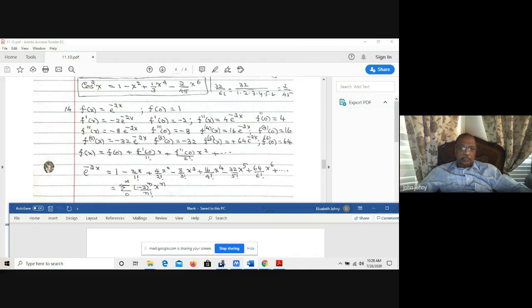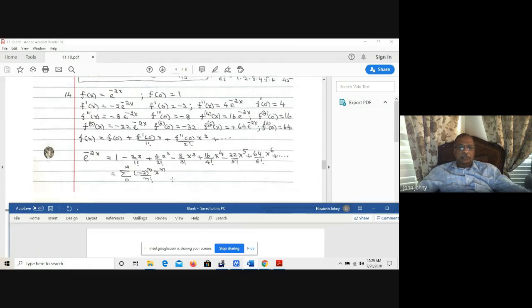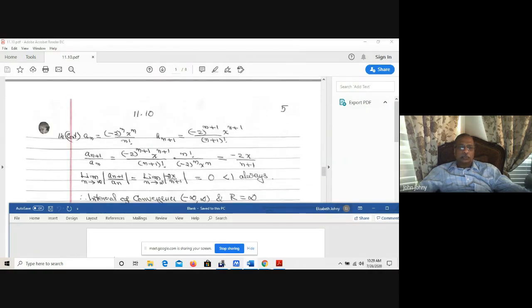So if I ask a question like this for the test, you may stop at this line. You don't have to write in sigma notation, but sigma notation is a standard form. Sigma n varies from 0 to infinity, negative 2 to the power of n. You see here 2 to the 0, 2 to the 1, 2 to the 2, 2 to the 3, 2 to the 4, 2 to the 5, and so on. So negative 2 to the power of n times x to the n over n factorial, and that is the expansion of e to the negative 2x.